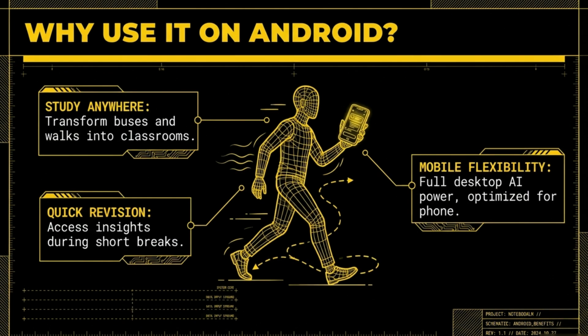Why use it on Android? It offers mobile flexibility, giving you full desktop AI power optimized for your phone. You can study anywhere, transforming commutes into classrooms, and use short breaks for quick revision and accessing insights.